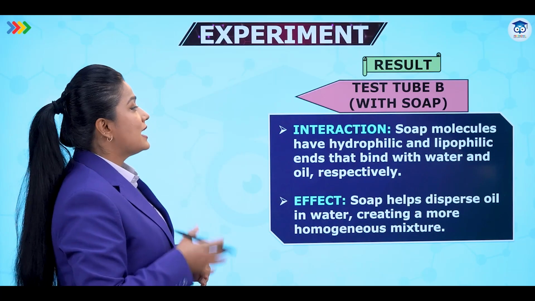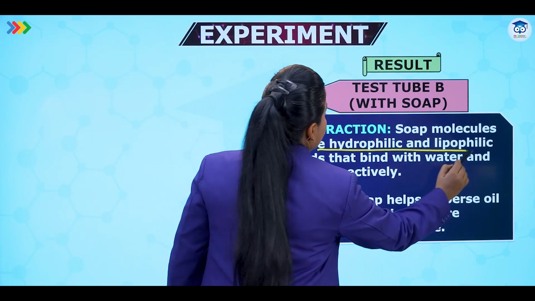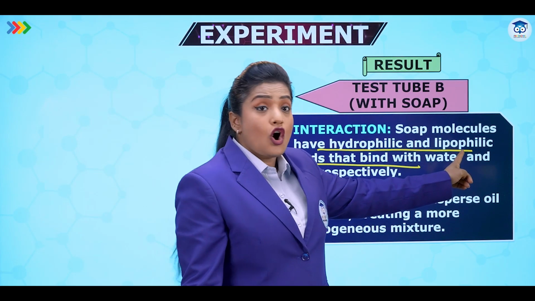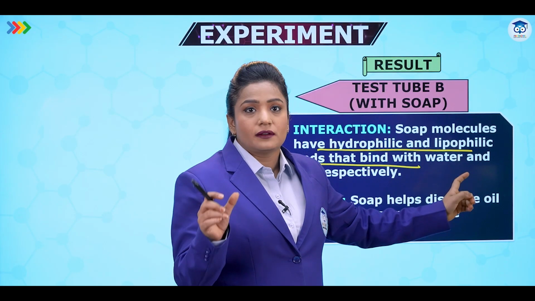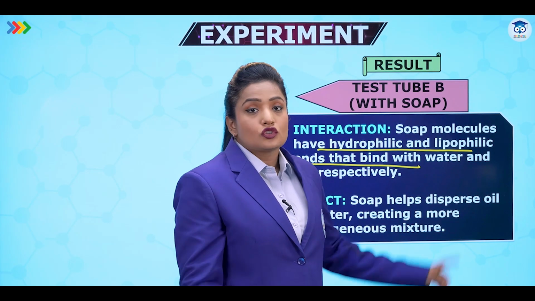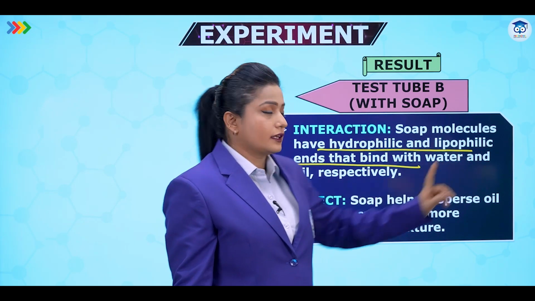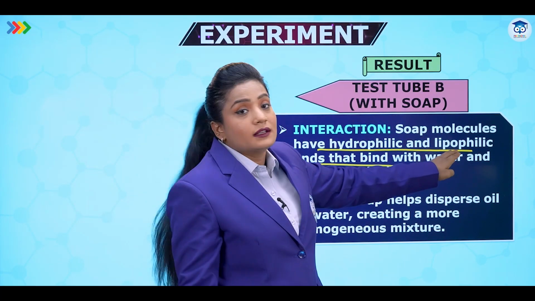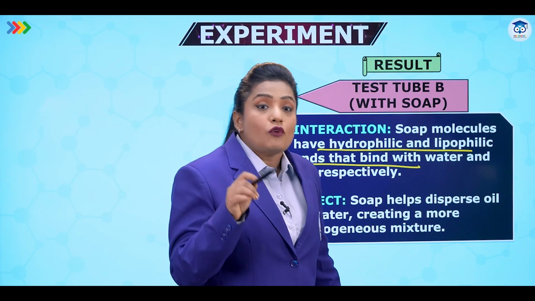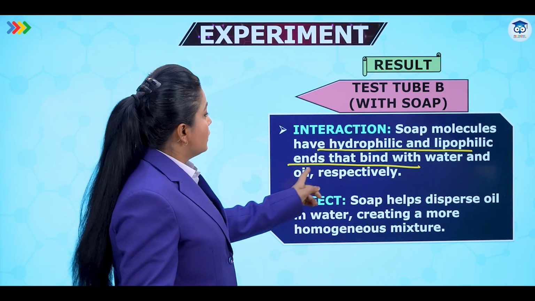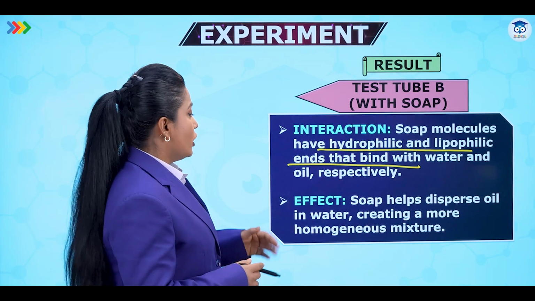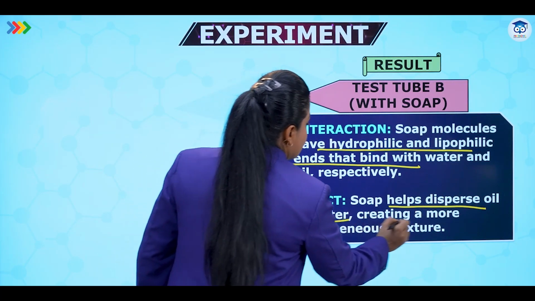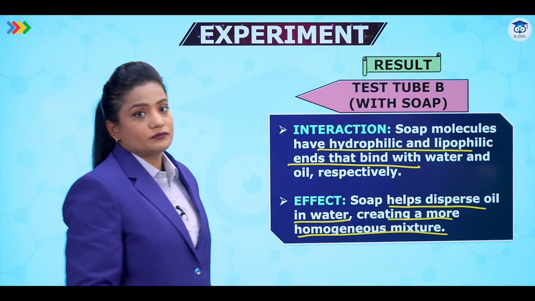So the interaction shows us that soap molecules have hydrophilic and lipophilic ends. Hydrophilic we understand as water loving; lipophilic is oil loving. Lipo means lipid, that means oil. So lipophilic means lipid loving, that means oil loving. The other part of the soap which was hydrophobic can be called lipophilic because it is water hating but oil loving. These are the ends that bind with water and oil respectively. Hence, soap helps disperse oil in water, creating a more homogeneous mixture.